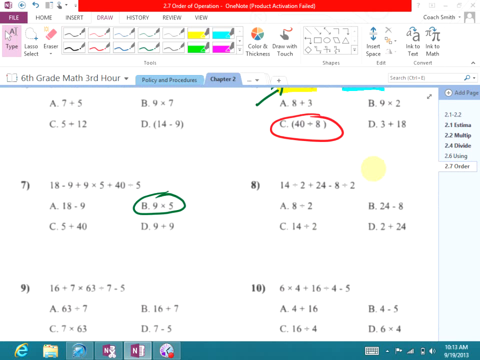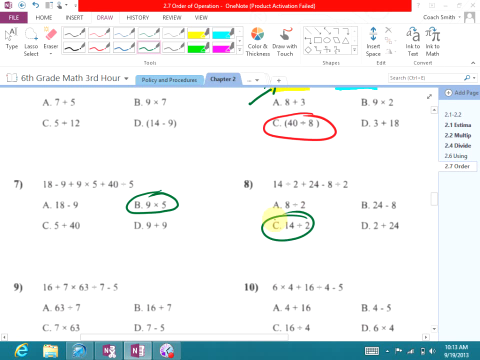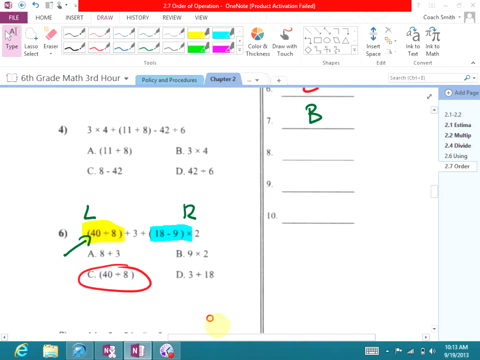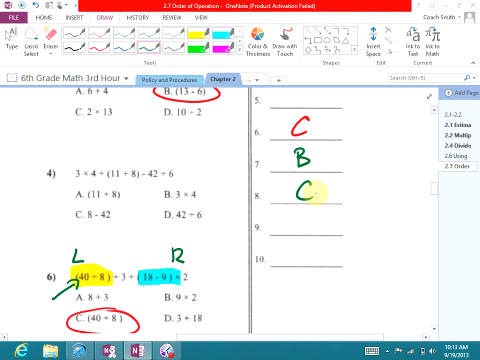Let's look at number 8. Number 8, 14 divided by 2 plus 24 minus 8 divided by 2. Okay? So what am I going to do first? A, B, C, or D? Jesse? Which one? C. C says 14 divided by 2. That is correct. C. Okay? So come over here to number 8. Put C in there.